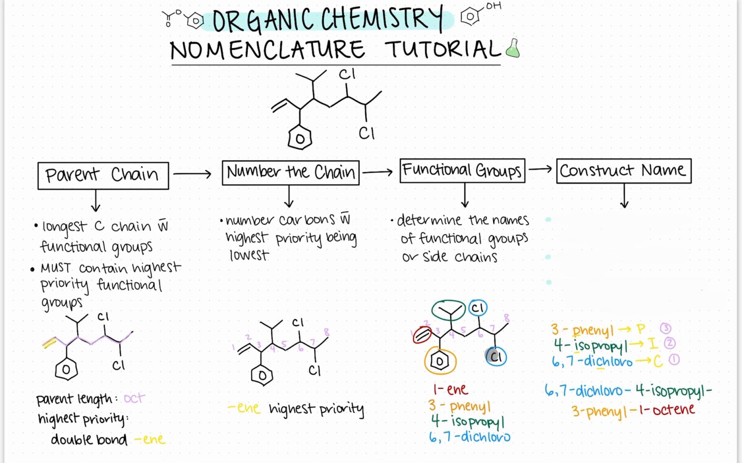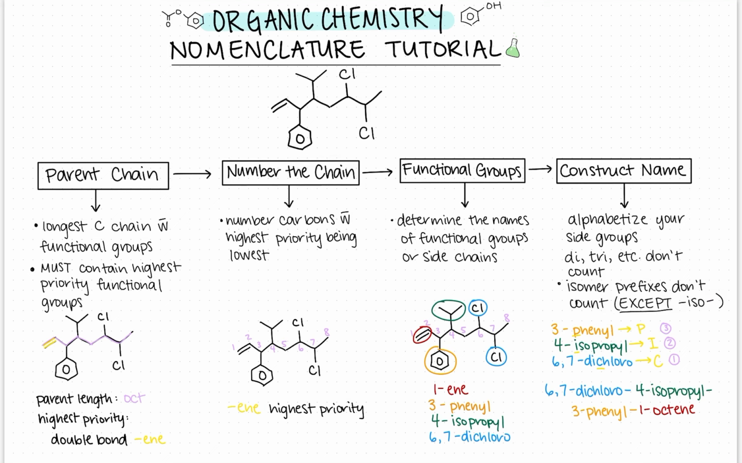And when we put it all together, we're going to alphabetize the side groups. So in this case, phenyl's P, isopropyl is I, dichloro, we're looking at, remember di, tri, etc., these don't count, and neither do the isomer prefixes except for iso. So in this case, we are counting the I in isopropyl, but if it were sec-butyl or tert-butyl, it would not count in your alphabetical order.